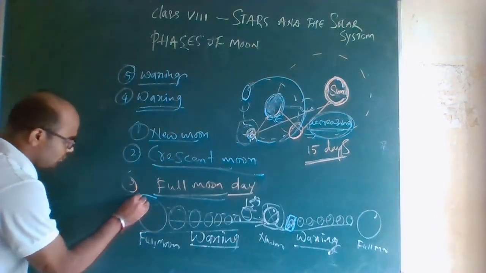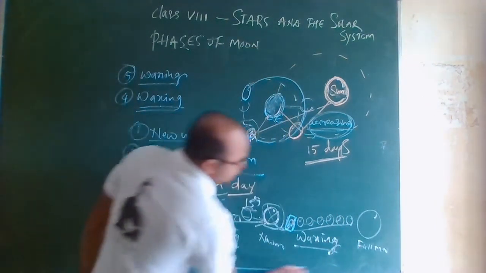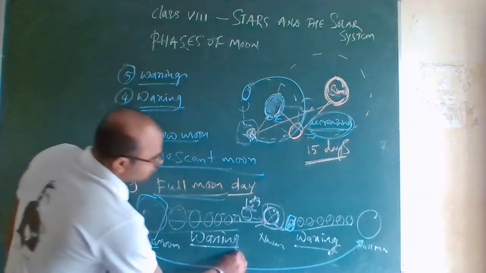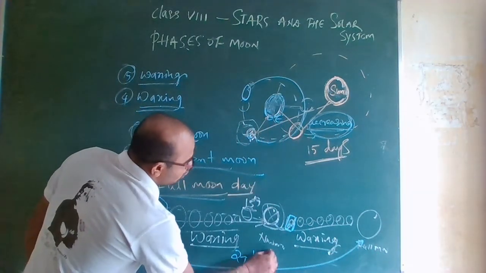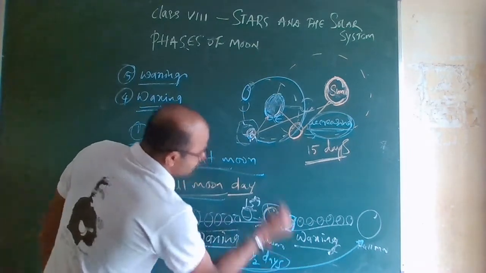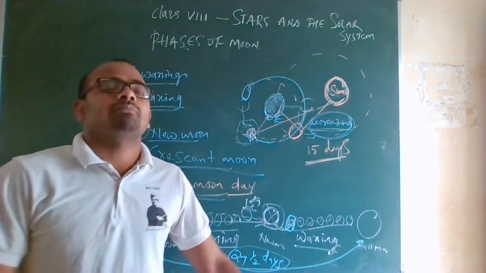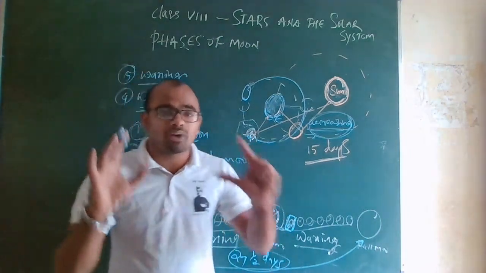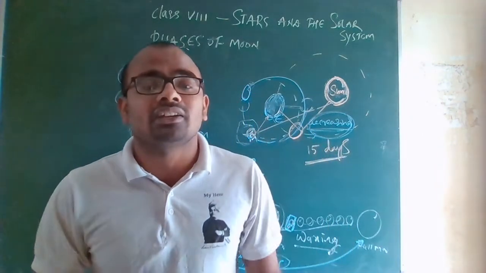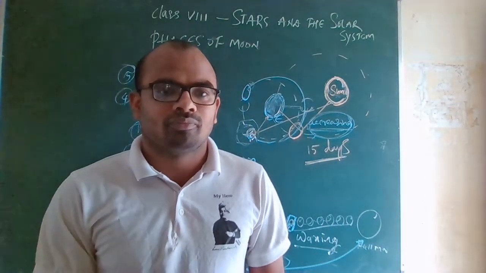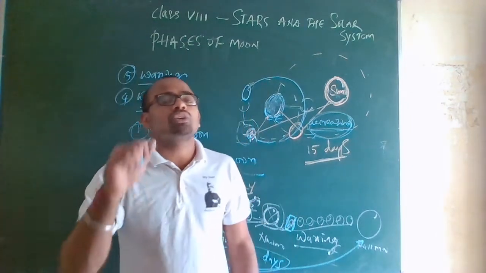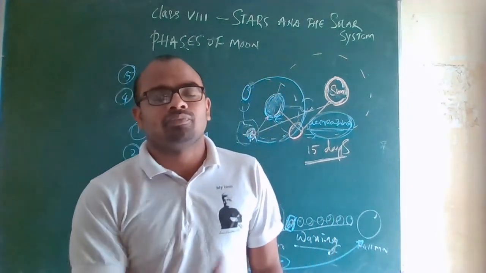See, this full moon to this full moon, it takes 29.5 days, almost 29.5 days, sometimes 30 days. So that is why in a month we consider 30 days.